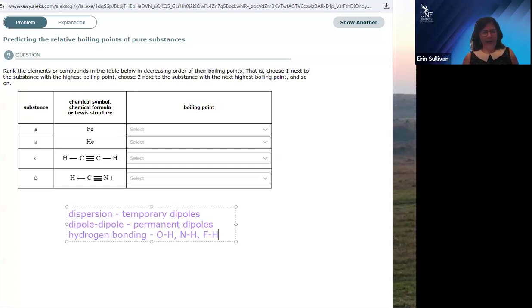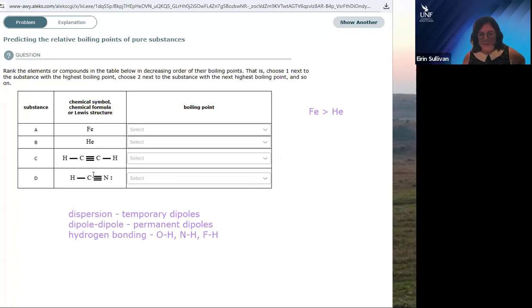If we look at the substances we have here, we've got two elements, iron and helium. An element is only going to have dispersion forces. Of the two, iron is going to have a higher boiling point than helium because it has more electrons. So helium is going to be the bottom of the pile. Then we've got two compounds with very similar molar masses. Carbon is about 12, hydrogen about 1, so 12 plus 12 plus 1 plus 1 is about 26, and the same here: 12 plus 14 plus 1. It's very similar in mass, so similar dispersion forces.